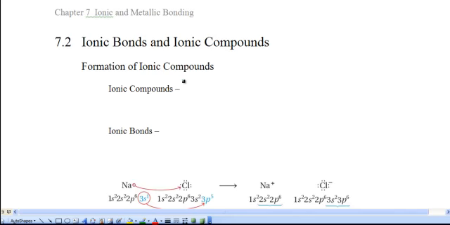And we're back in better than ever in 7.2, ionic bonds and ionic compounds. In this section we're going to take a look at how these ions that we talked about in 7.1 bond together and what some of their properties are.